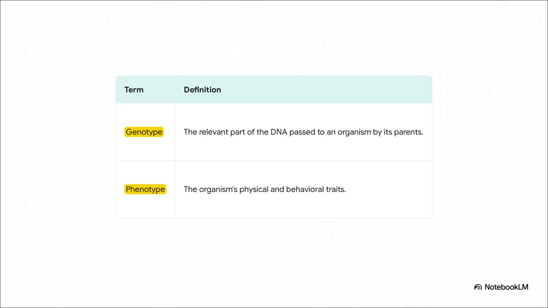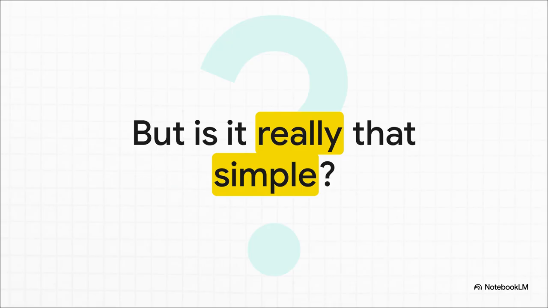You know the drill. Genotype is the genetic blueprint, the DNA you get from your parents. And the phenotype, that's what you can actually see and measure. Your eye color, your height, all that stuff. The genes for blue eyes are the genotype. Your actual blue eyes are the phenotype. Easy, right? But come on, is it ever really that simple?